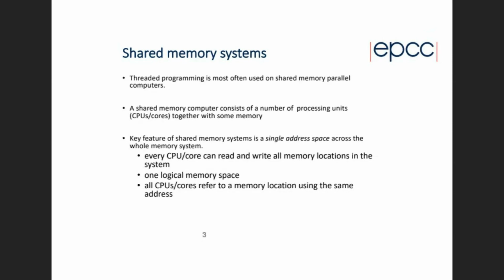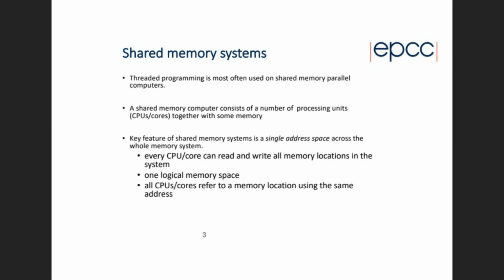So at a basic level, what's one of those? It's a computer that consists of a number of separate processing units, some CPUs or cores, together with some memory. That's pretty much any computer that you come across nowadays, because everything is multi-core. Even your laptop probably has 4 or 8 cores in it these days.